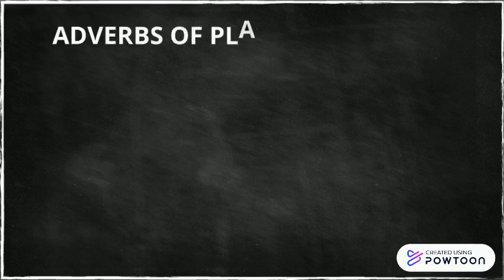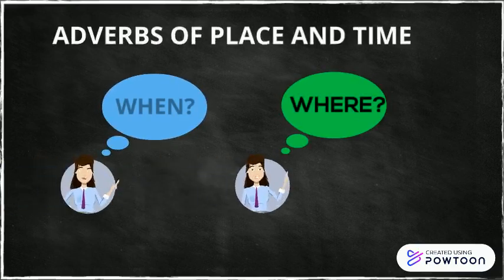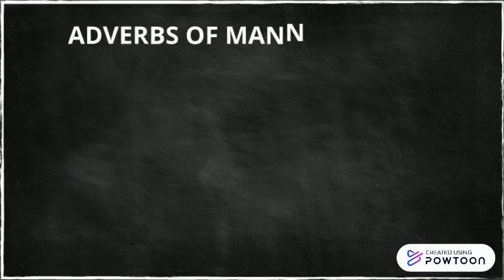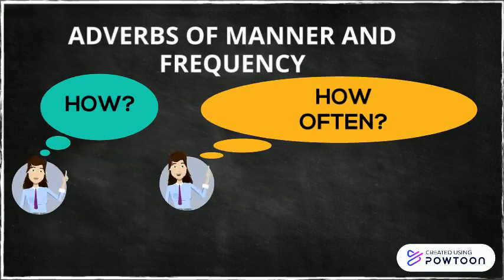Adverbs of place and time give an answer for when an action happened and where an action happened, the time of the action and the location of the action. Adverbs of manner and frequency give the answer for the questions how an action happens and how often an action happens. So now let's look into examples.